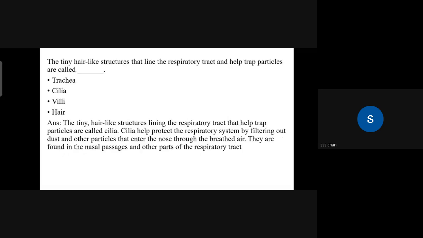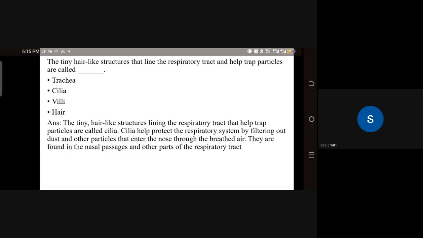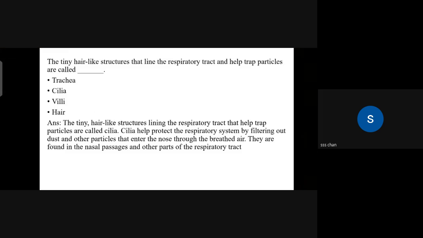Now, let's look at this question. The tiny hair-like structures that line the respiratory tract and help to trap particles are called dash. A, your trachea. B, your cilia. C, your villi, and D, your air. The correct answer is your cilia.